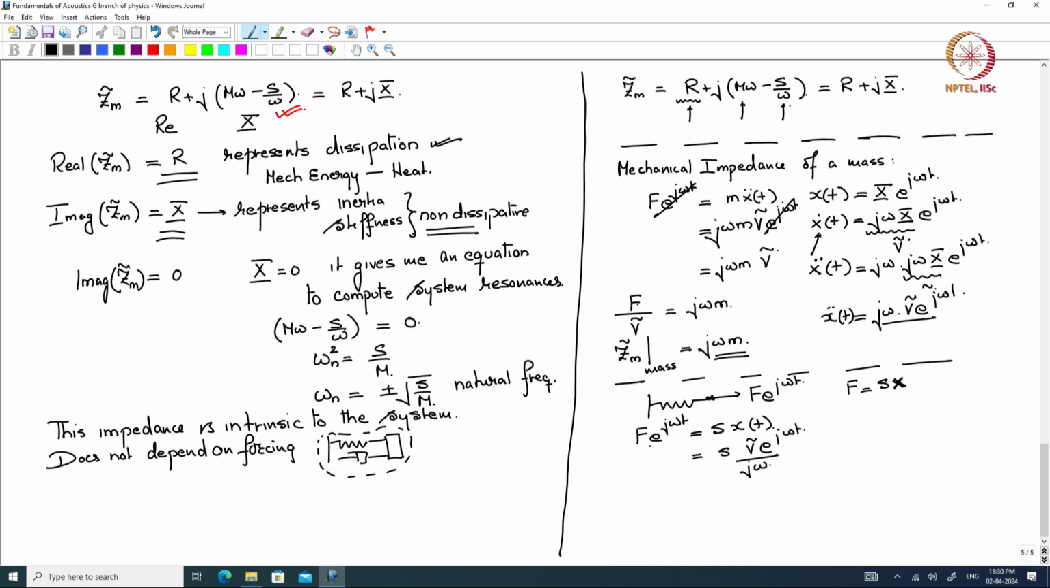Okay. So now if I cancel e to the power j omega t from both the sides, what I have is F is equal to S over j omega into v tilde. Okay. If I bring this v tilde down here, that gives me my definition of mechanical impedance, F by v tilde, which is now minus j S over omega. This is the mechanical impedance of a spring.